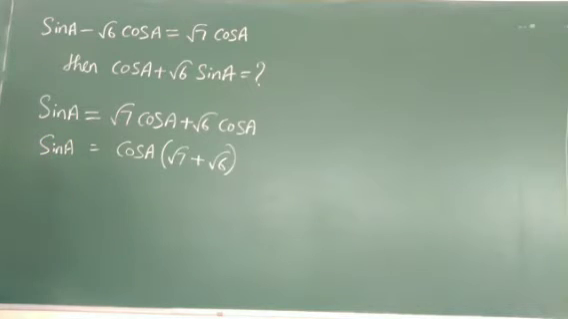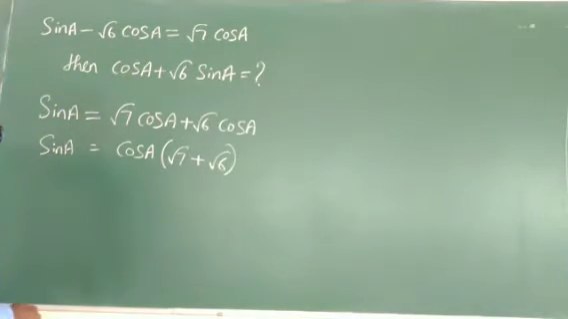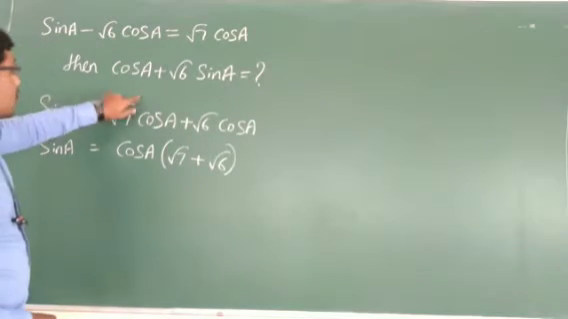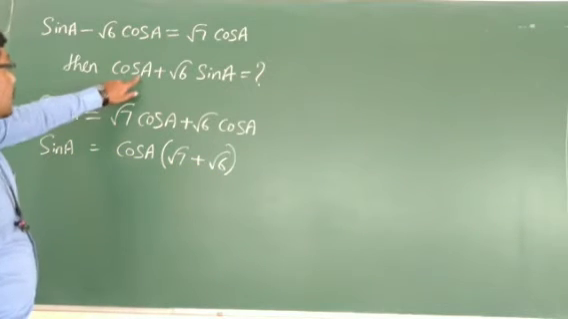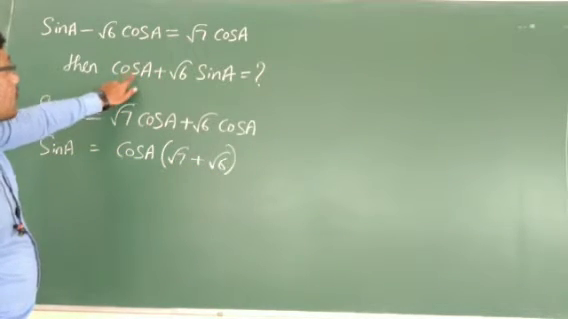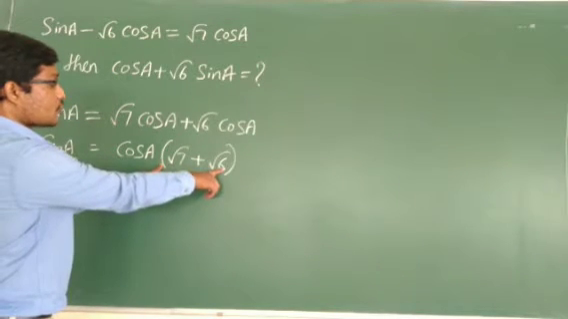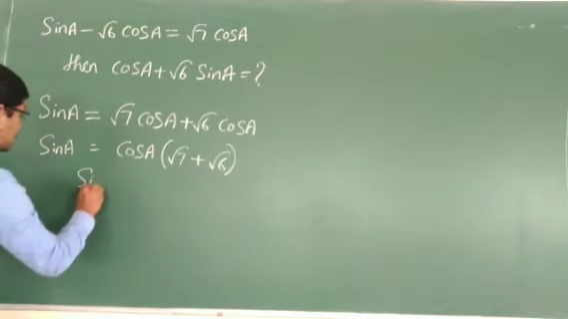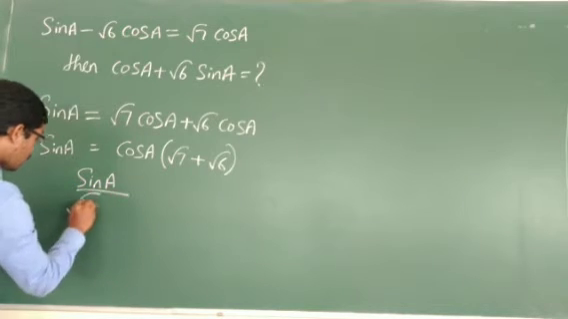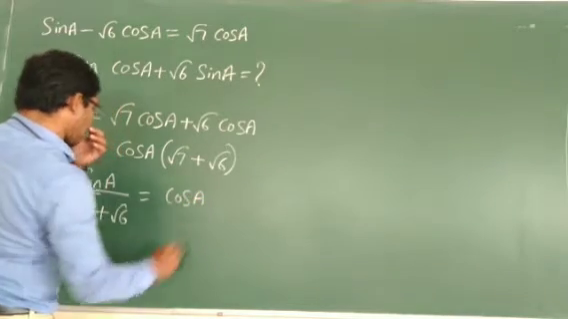Now, how to proceed from here? For that, we should observe what is the equation that we require. What is that we need? Here we have cos A into root 7 plus root 6, but what we need is cos A. We do not want this root 7 plus root 6. So sin A by root 7 plus root 6 is equal to cos A.